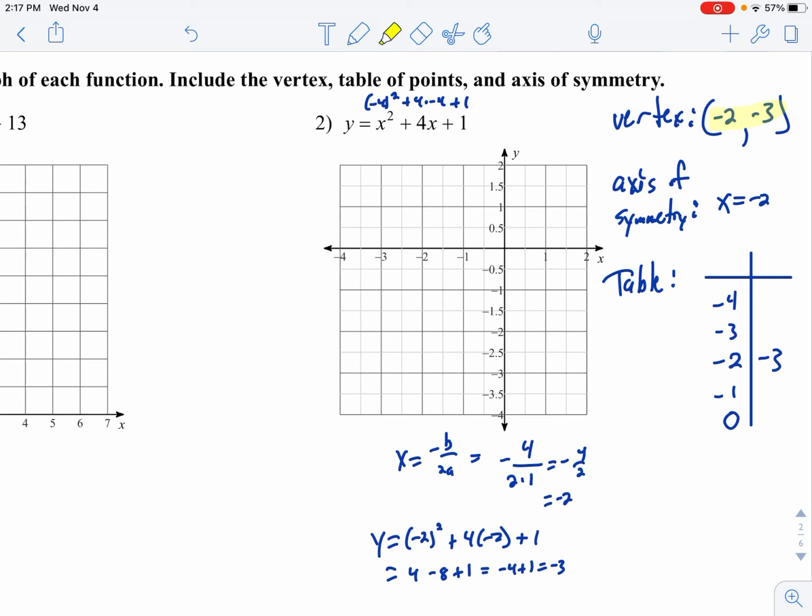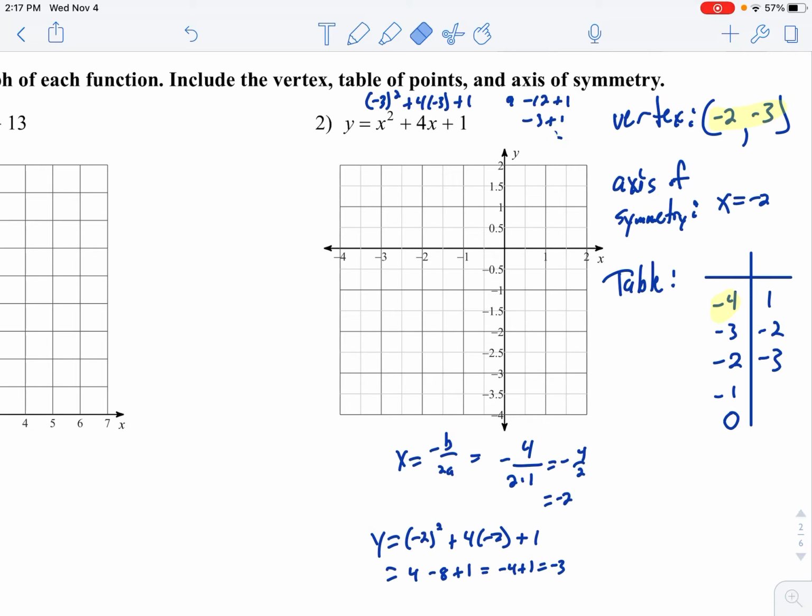So if we plug negative 4 in and try and work that out, we end up with 16 minus 16 plus 1. That's 0 plus 1. That's 1. Now I'm going to go back and plug in a negative 3. Negative 3 squared is going to be positive 9. 4 times negative 3 is negative 12 plus 1. So 9 minus 12 plus 1. Negative 3 plus 1 is negative 2.